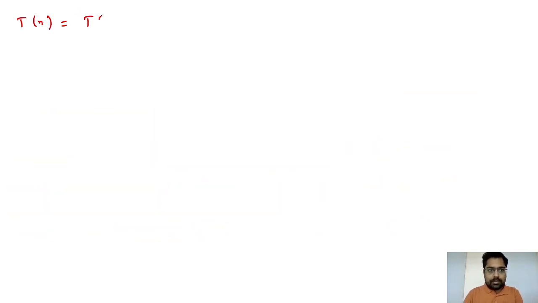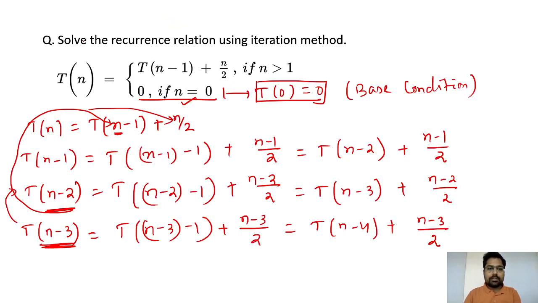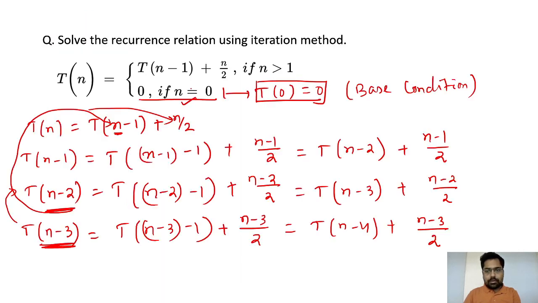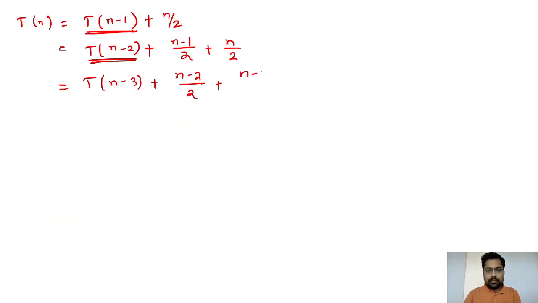Okay, so t of n is t of n minus 1 plus n by 2. Clear? Then you substitute the value of t of n minus 1. The t of n minus 1 value is t of n minus 2 plus n minus 1 by 2 plus n by 2. Clear? Next is the value of t of n minus 2, which is t of n minus 3 plus n minus 2 by 2 plus n minus 1 by 2 plus n by 2. Clear? You can say it's 0 also, not an issue.